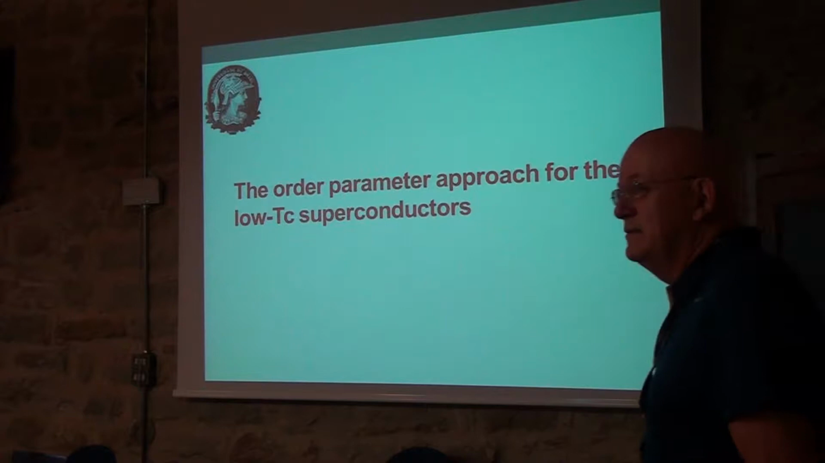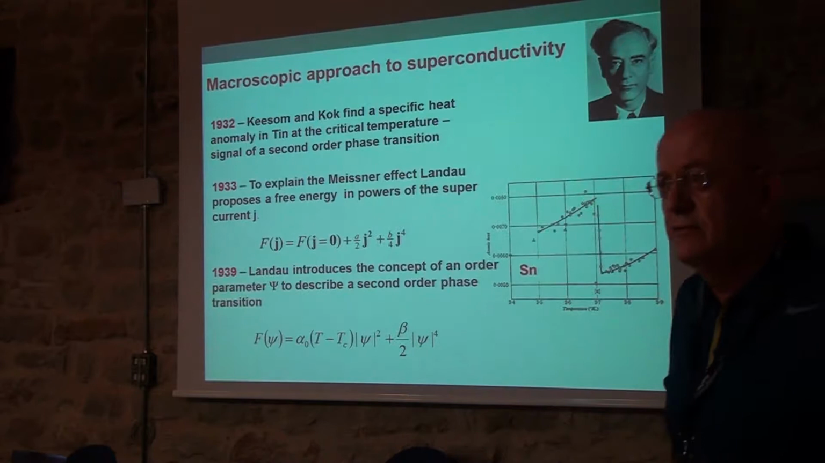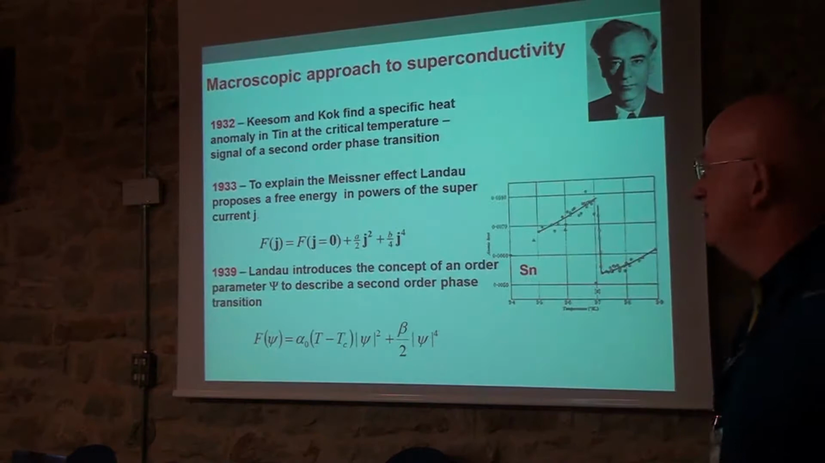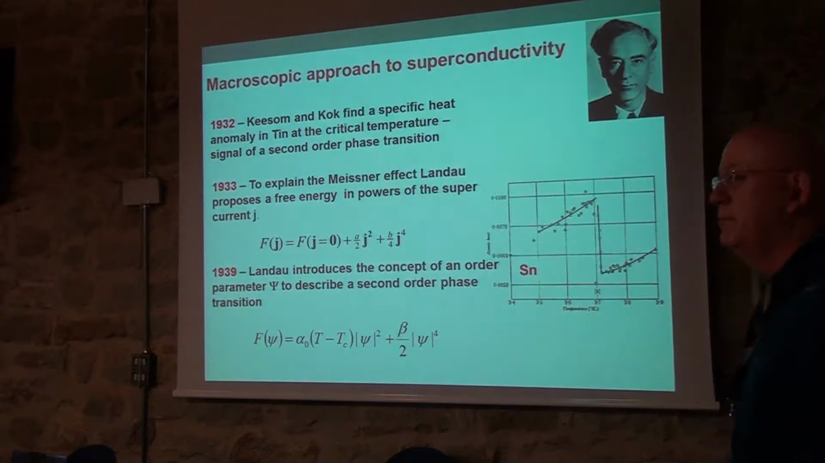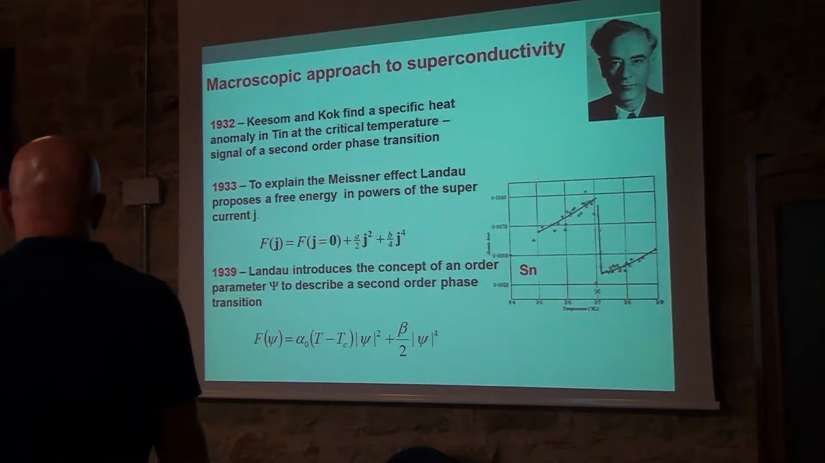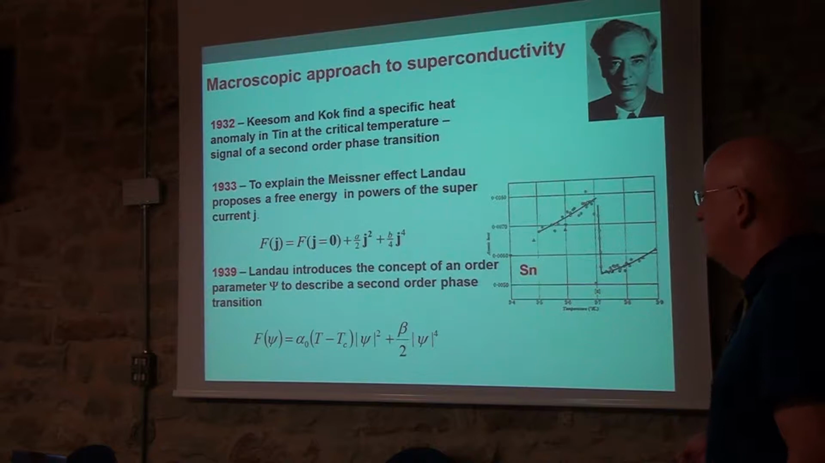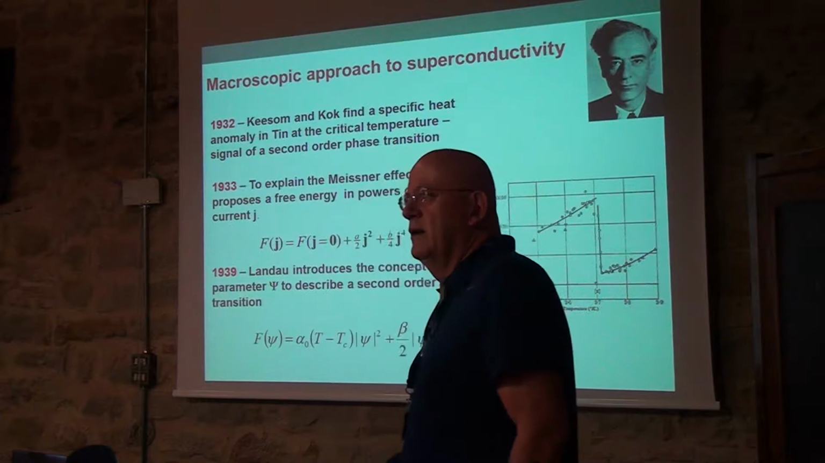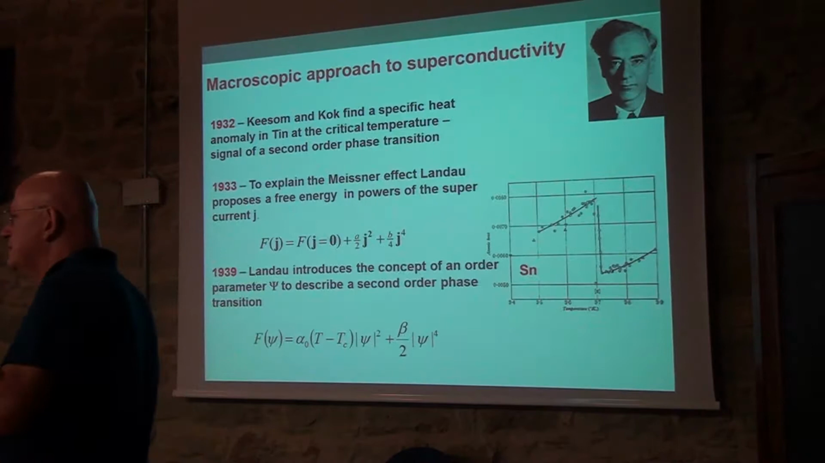Let us go back and recall a few facts about the low TC superconductors. In 1932, a peak in the specific heat was observed in Holland by Keesom and Kok. In 1933, Landau proposed a free energy expansion in terms of the current because he wanted to explain the Meissner effect. And then in 1939, he introduced the order parameter approach. I mean, the current, as we know, will increase the kinetic energy. But what I'm going to claim here is that the high TC superconductors have intrinsic circulating currents.